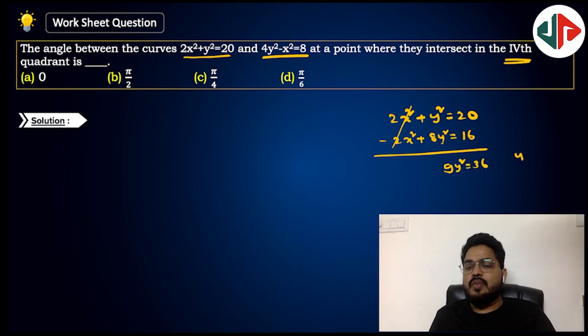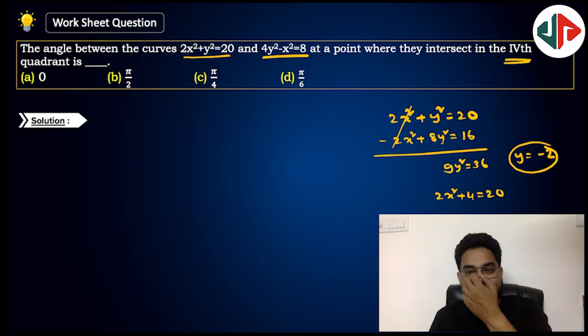So y is equal to minus 2 because they said fourth quadrant. y is equal to minus 2. If y is equal to minus 2, 2x square plus 4 is equal to 20. So 2x square is equal to 16. Okay? 2x square is equal to 16. So x square is 8, and x is equal to, in the fourth quadrant, 2 root 2.